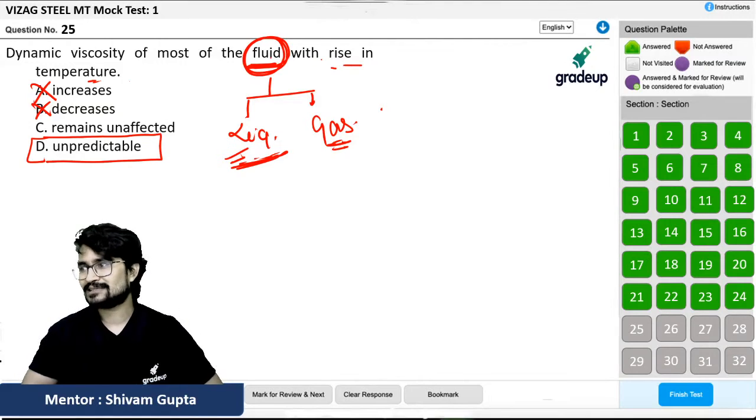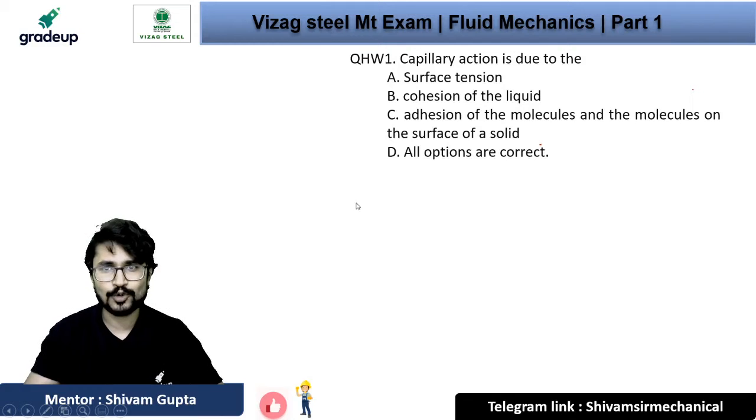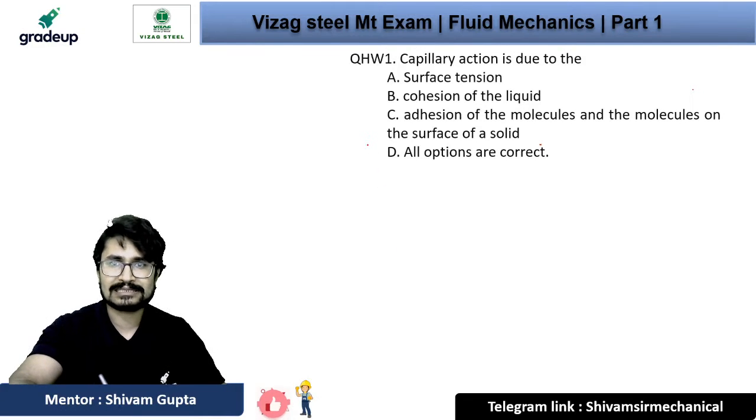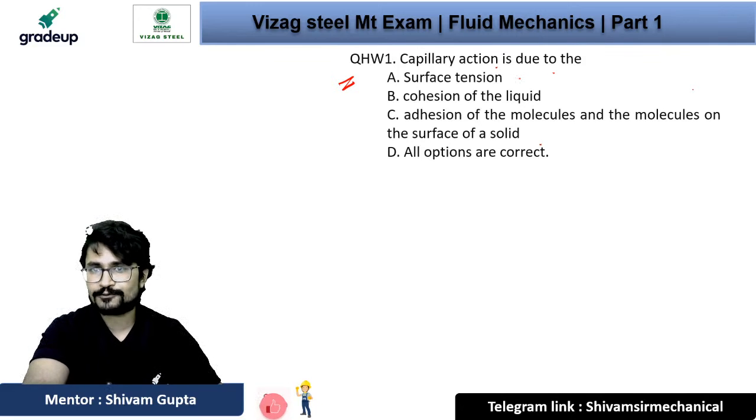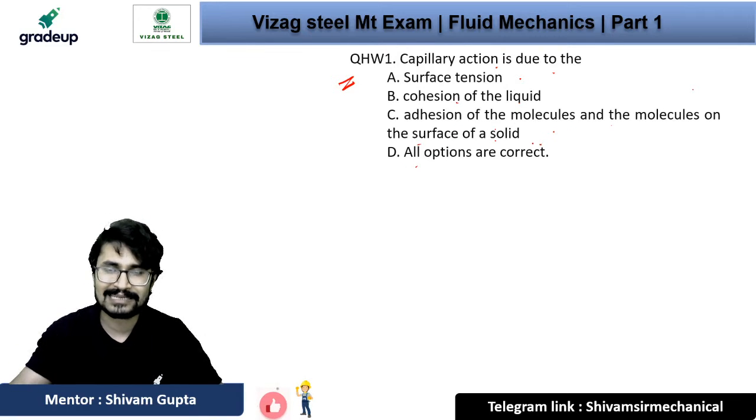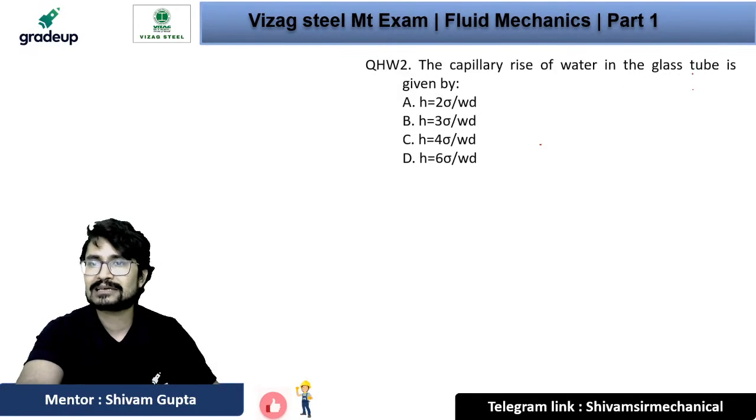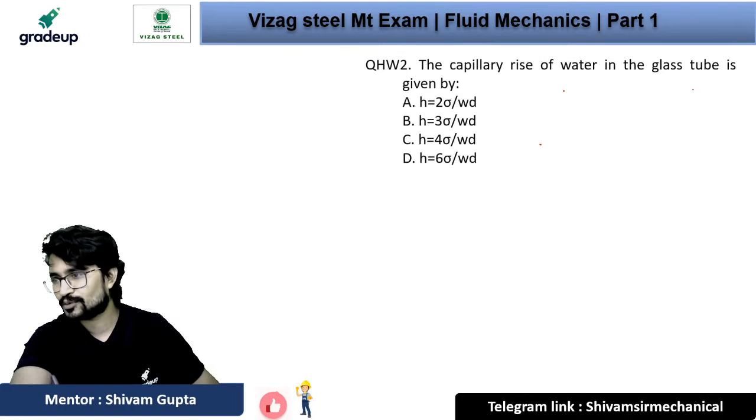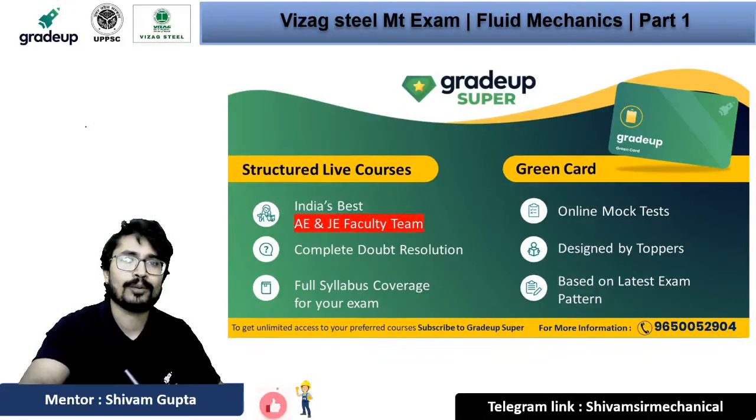Okay, now guys, here is the time for your homework questions. The first homework question is that capillary action is due to surface tension, cohesion of the liquid, adhesion of the molecule, and the molecule on the surface. All the options are correct. And another question is that the capillary rise of water in a glass tube is given by which formula? So you have to answer all these questions in the comment section.